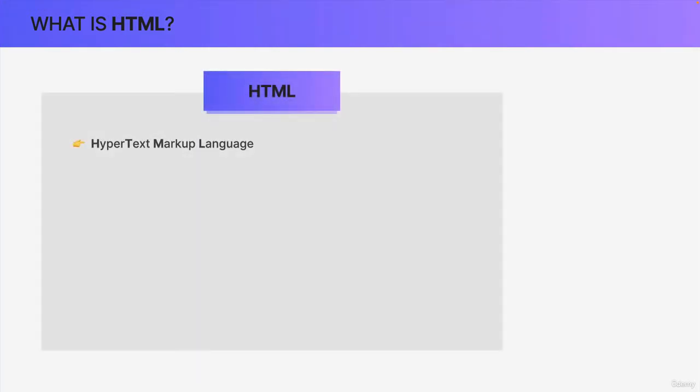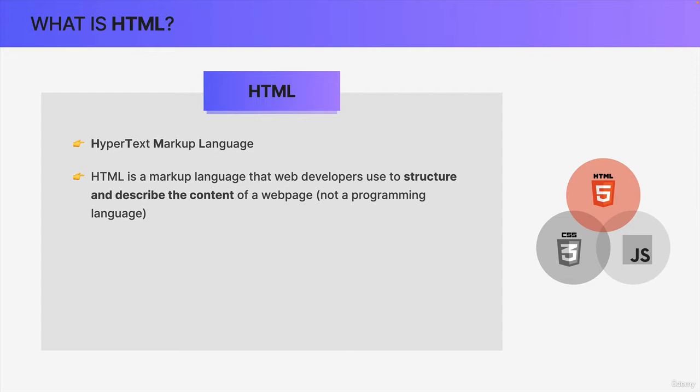So basically, HTML stands for Hypertext Markup Language. And remember how we learned earlier that HTML is one of the core web technologies along with CSS and JavaScript. Now, HTML is a markup language that web developers use to structure and describe the entire content of any web page. And notice how I said markup language. That's because HTML is actually not a real programming language. It's a markup language because we use it to describe something.